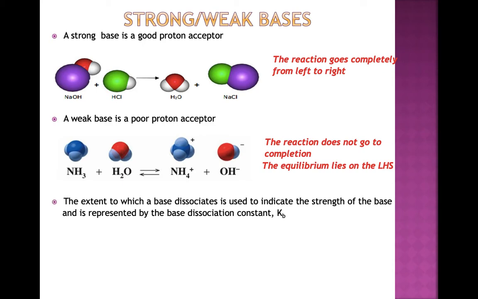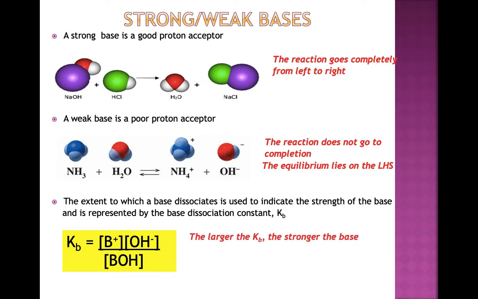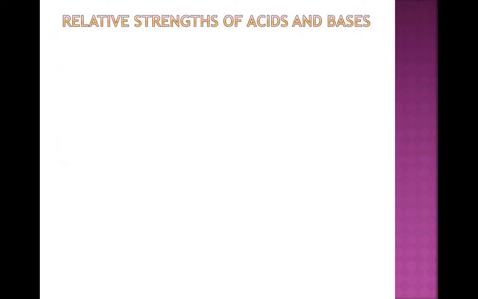The extent to which a base dissociates is used to indicate the strength of the base and is represented by the base dissociation constant. So it's another K, in this case Kb. And again, we can write out the equation for that based on our knowledge of equilibrium. So Kb is equal to the B plus concentration times the OH minus concentration over the BOH concentration. So in this case, the larger the Kb, the stronger the base, and the smaller the Kb, the weaker the base.